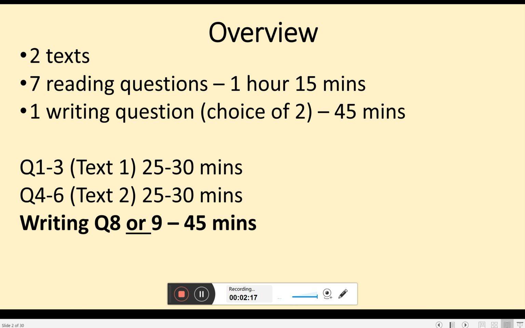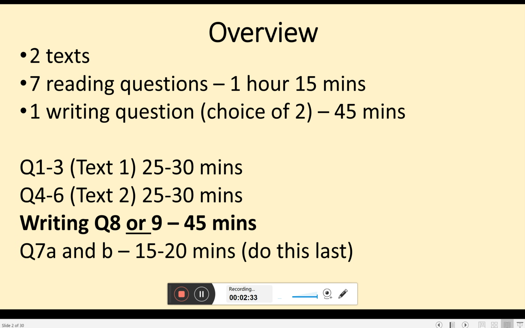Some people even do the writing before the reading section, which is also an option. However, if you struggle to get ideas and vocabulary, it's a good idea to do it after the reading, because it's often based on a similar theme and you can kind of steal some ideas from it.